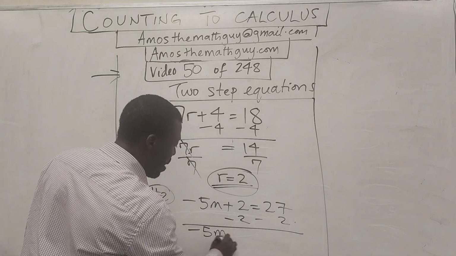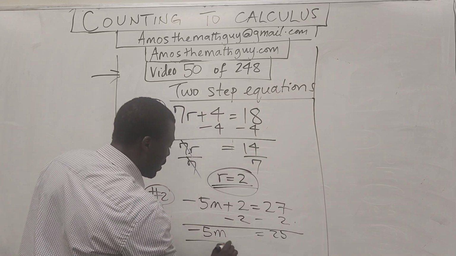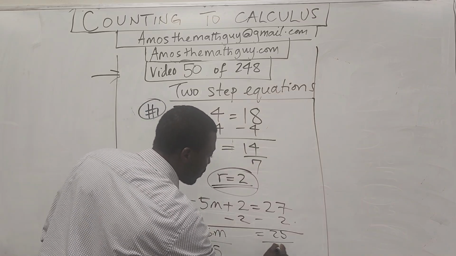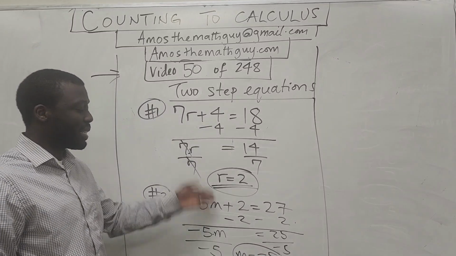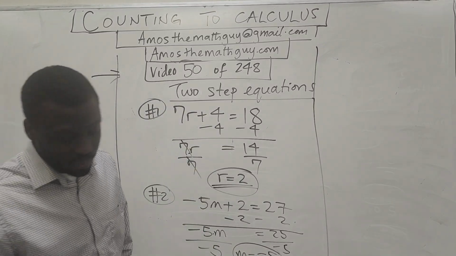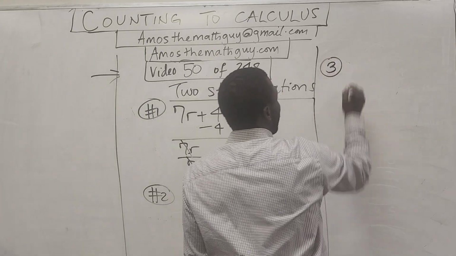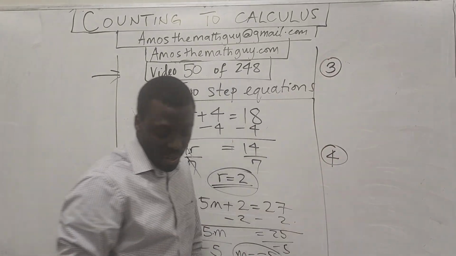We get negative 5m is equal to 25. We divide both sides by negative 5. M is equal to negative 5. So that's how we find our answer for example 2. Example 3. So let me give us 4 examples for now.